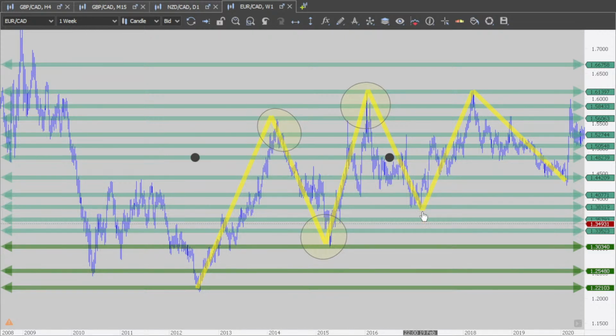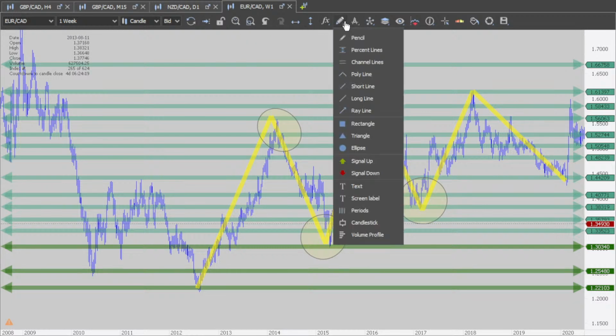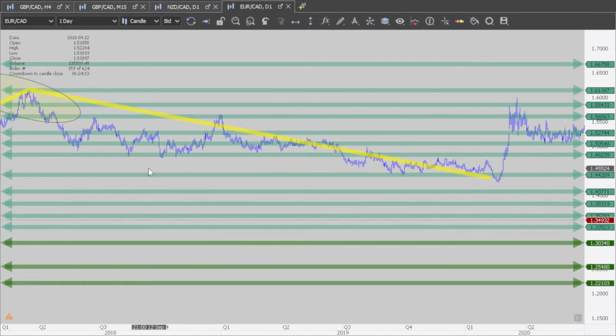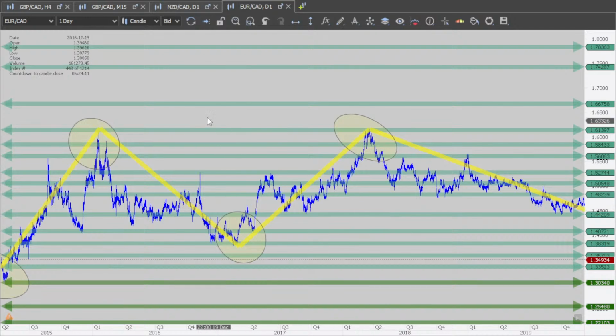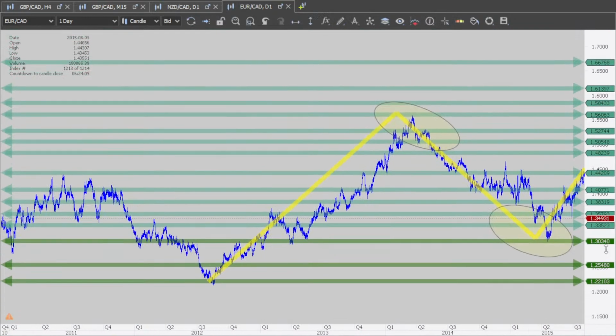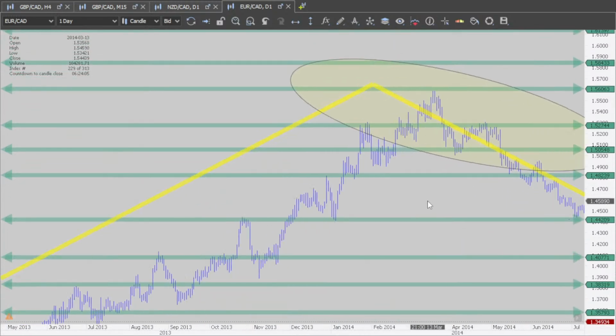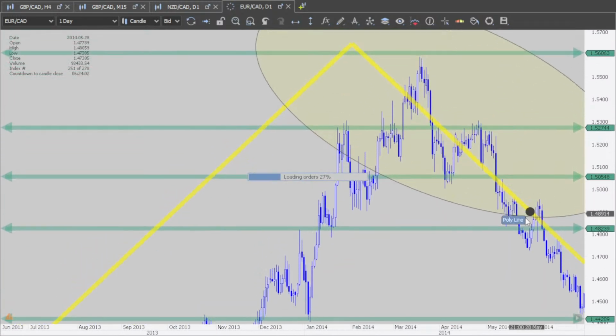EuroCAD. Let's see, and clone. So again, we are going to do something similar to NZD CAD. Okay, this is the weekly chart. Let's go back to the daily chart. Okay, first example, same story.